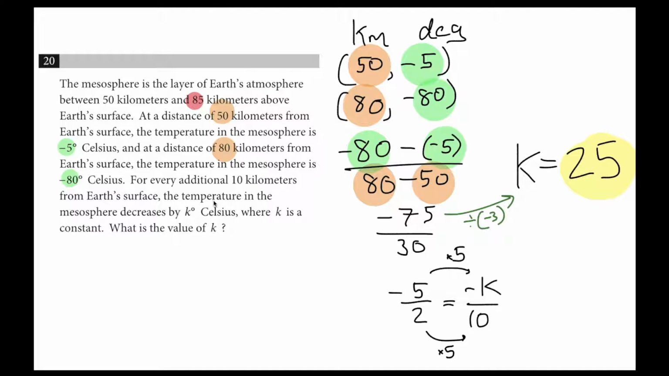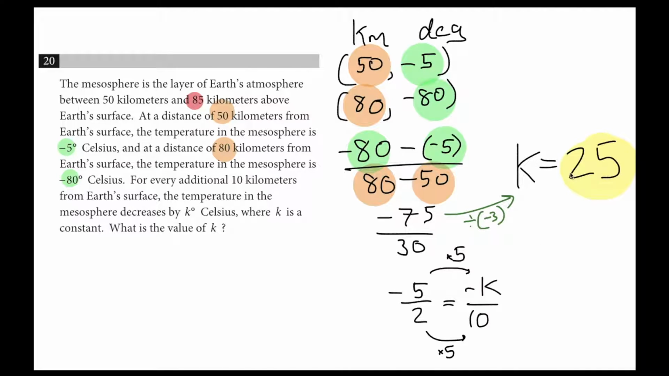And the way that I knew to do that is for every additional 10 kilometers of Earth's surface, the temperature in the mesosphere decreases by K Celsius. So we're expecting this to be a negative answer, and then K is a constant. So it's basically Celsius degrees per. We're looking for a slope that's degrees per kilometer. So the degrees have got to go on the top, and the kilometers have got to go on the bottom.